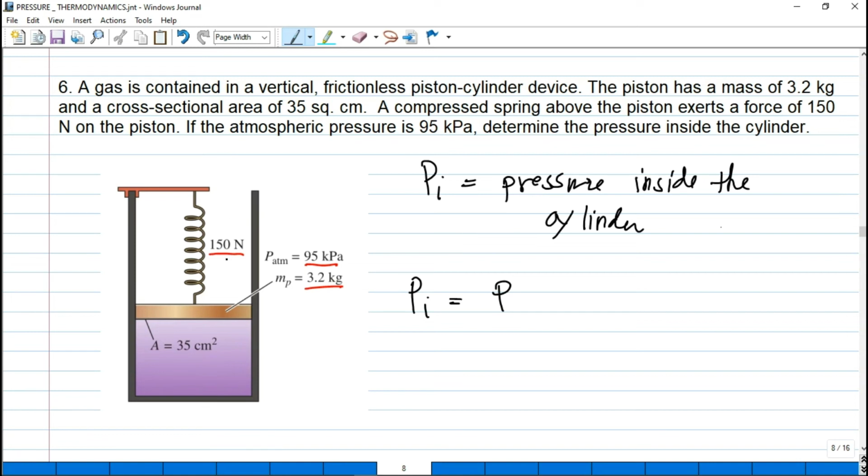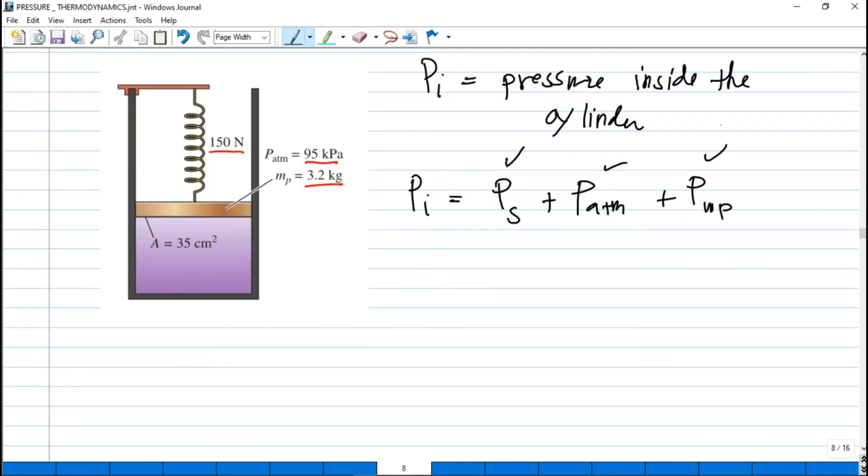Okay, yung 150 newtons spring, meron siyang force. Ito yung area niya, area under contact. So we can find the pressure. Okay, the pressure exerted by the spring plus the pressure of the atmosphere. Yun yung mga nagpo-push down doon sa ating piston, plus the pressure due to the weight. Okay, due to the weight of the piston. So let's find the individual term. Okay, so PS muna tayo.